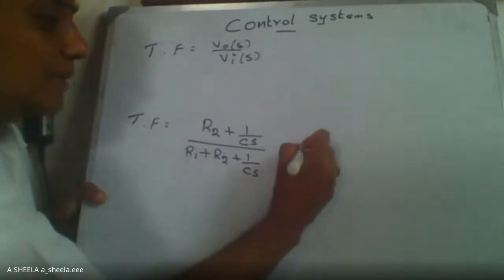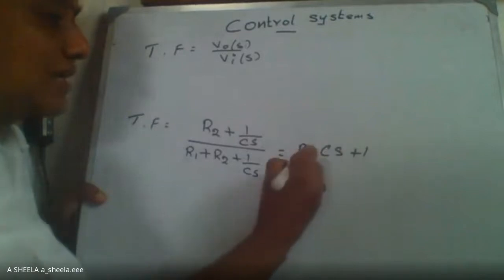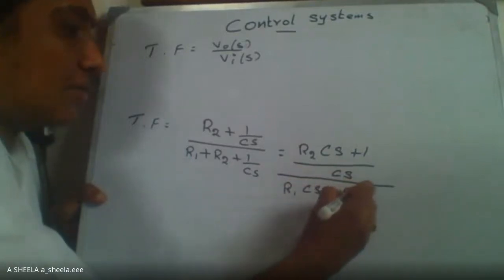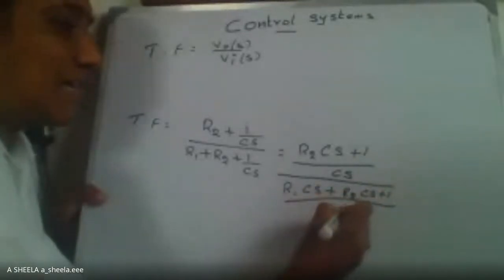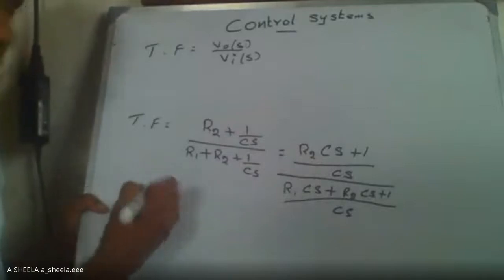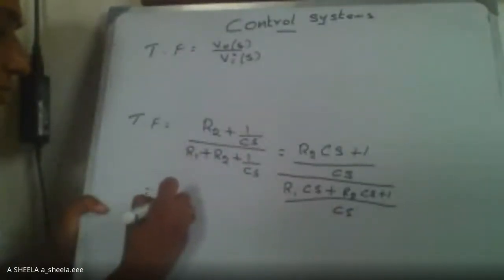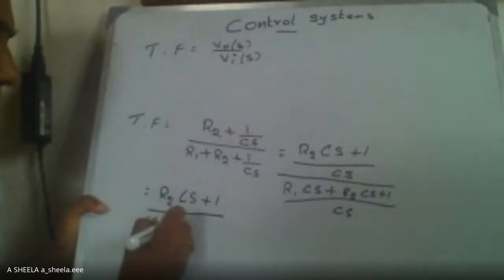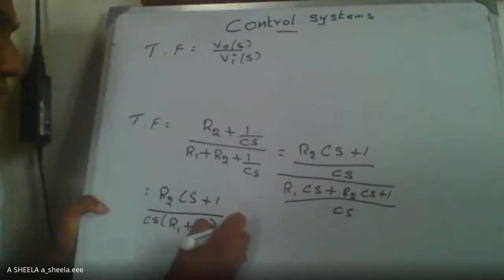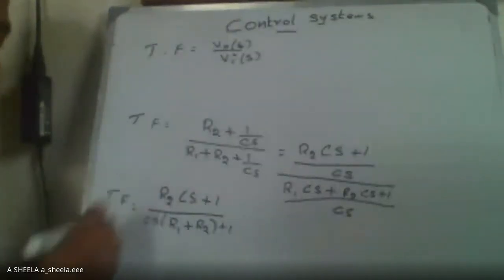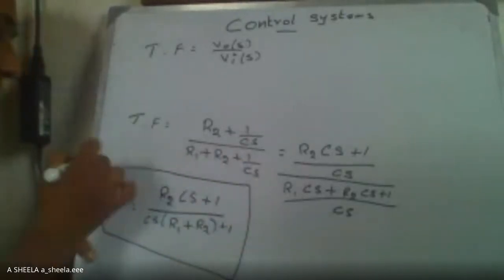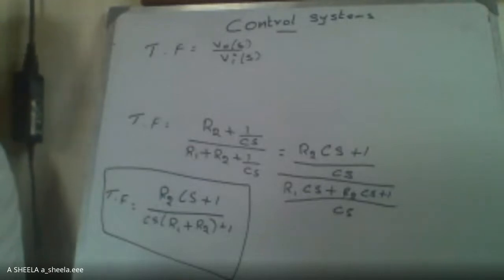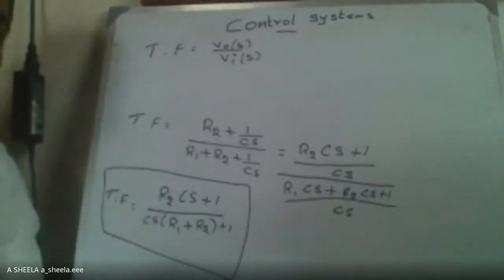Taking the LCM, it becomes R2 CS plus 1 divided by CS in the numerator, whole divided by R1 CS plus R2 CS plus 1, whole divided by CS. CS in both the terms cancels out. So we get R2 CS plus 1 divided by R1 CS plus R2 CS plus 1. This is the transfer function for a simple electrical circuit where we had two resistors and one capacitance. We'll continue with such GATE problems in the forthcoming classes. Thank you.